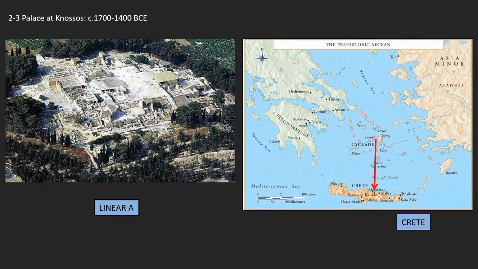And remember that in Mesopotamia we had cuneiform. In Egypt we have hieroglyphs, right? Each of these cultures has a different kind of writing. And the culture seems to have reached its height around the year 1700. And on the island of Crete there were 5 major palaces.